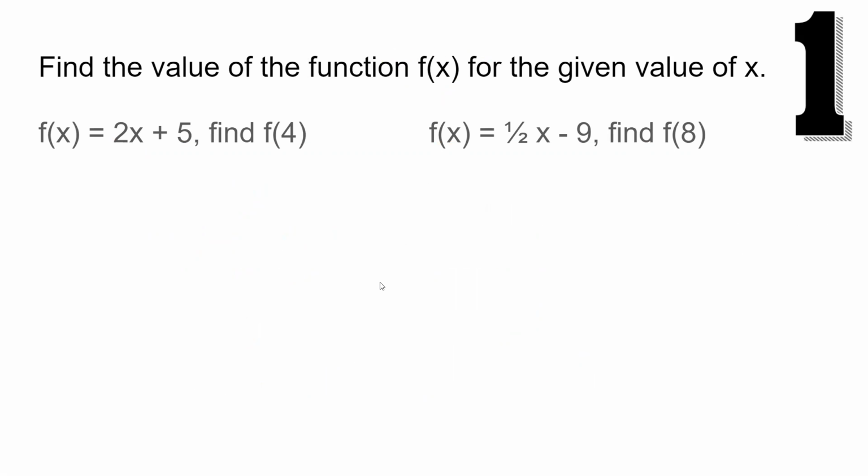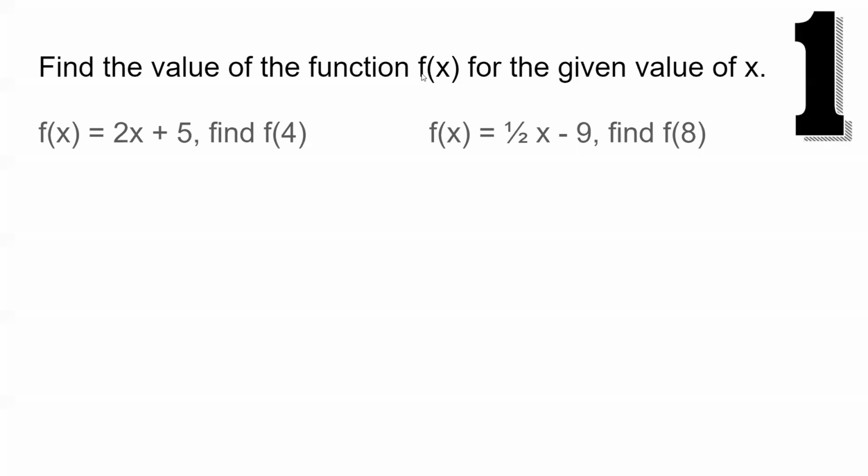I've got 3 different sections that I'm going to talk about today, now that we've gone over all the pre-stuff. The first section is finding the value of the function f of x for the given value of x. So we have a function right here, and then it says find f of 4. If you notice, it's kind of the same thing, and that's purposeful.